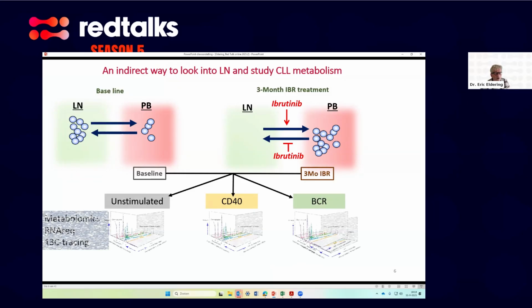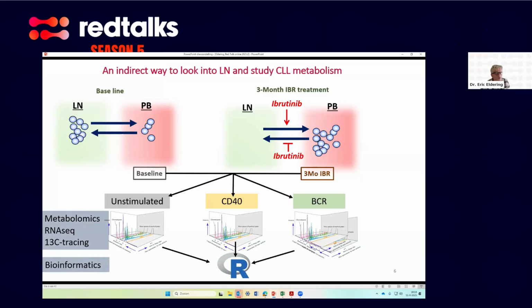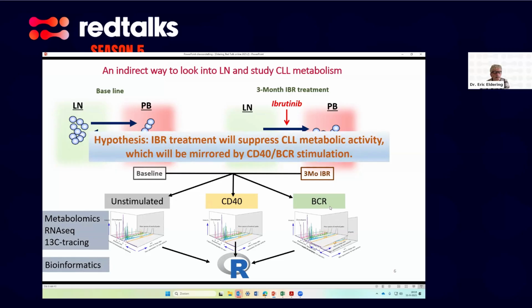These samples, which we obtained from patients at baseline and after 3 months of ibrutinib, were studied in vitro in the laboratory, either unstimulated, with CD40 stimulation, or with B-cell receptor triggering. These are in vitro manipulations of the cells in order to render them into a lymph node-like state. That was the idea. We've been doing that in the lab for quite a while, and by comparing these cells with ibrutinib-treated patients.